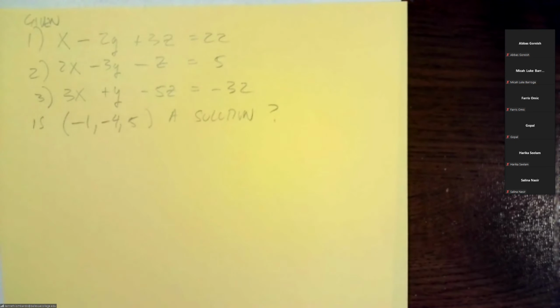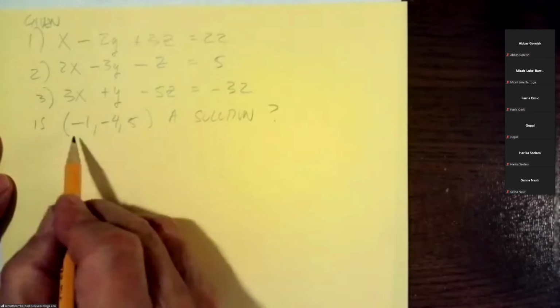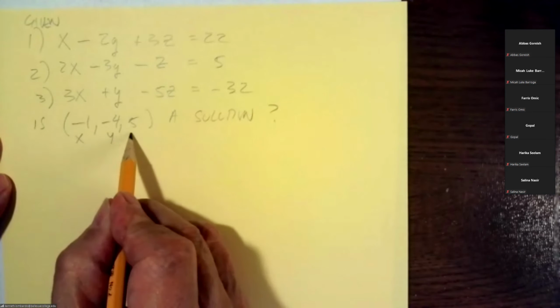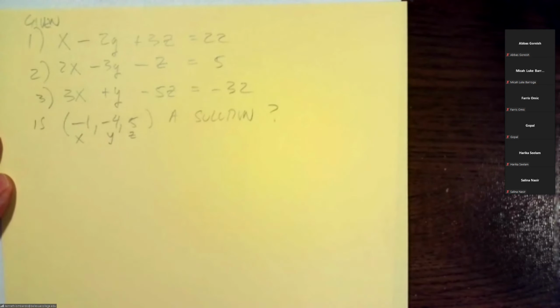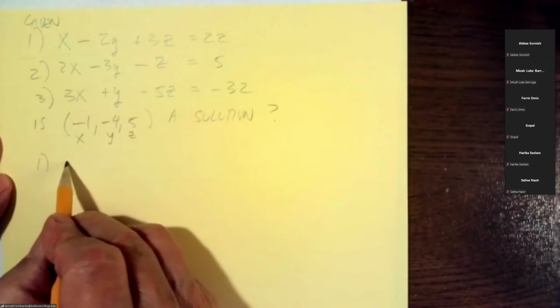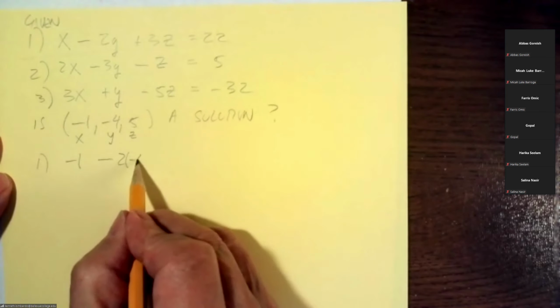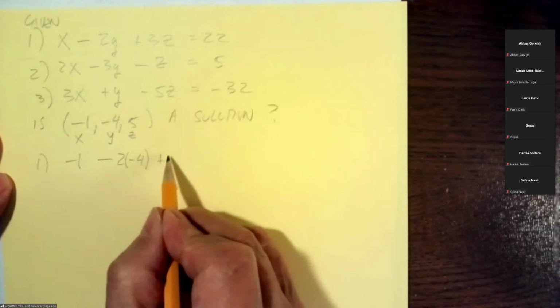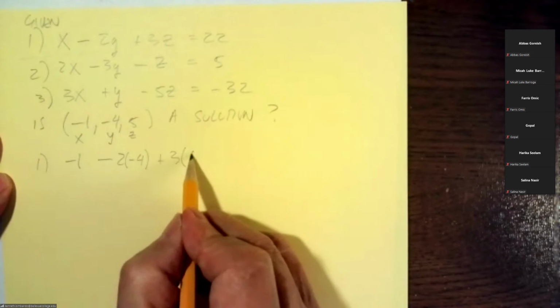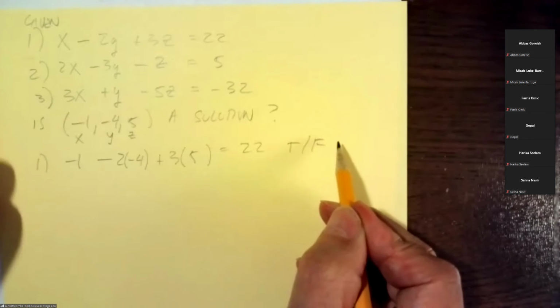And how would we show whether that's a solution or not? We could substitute in, couldn't we? So here's x, here's y, here's z. So let's just try equation 1. And in equation 1, we put -1 minus 2 times y, -4, plus 3 times z, which is 5, and that's supposed to equal 22, and we're going to say true or false.